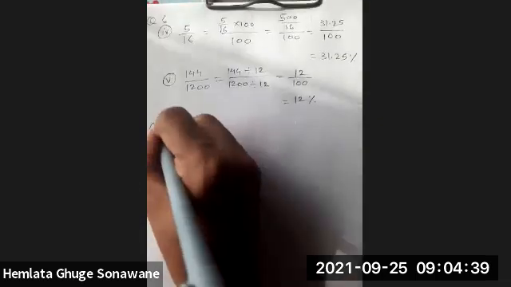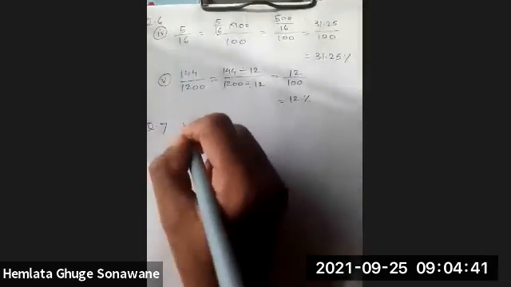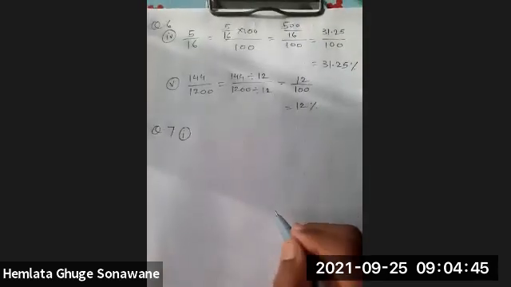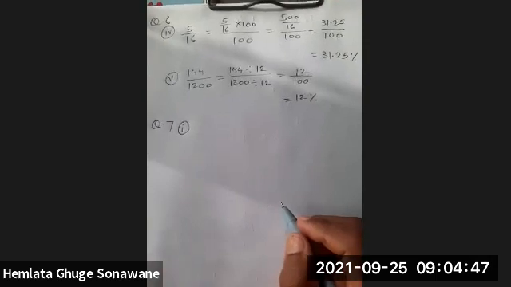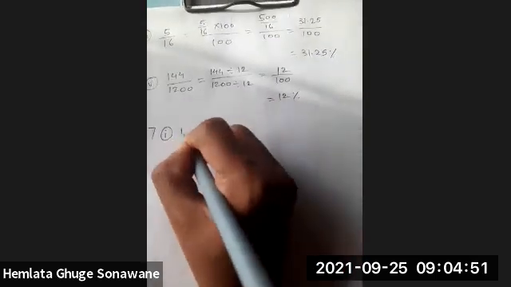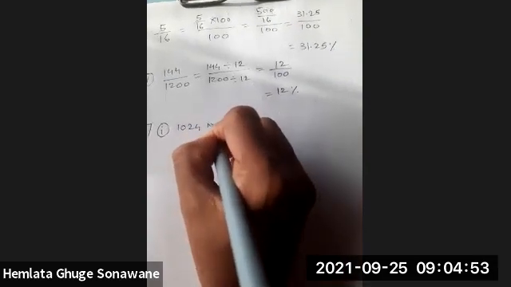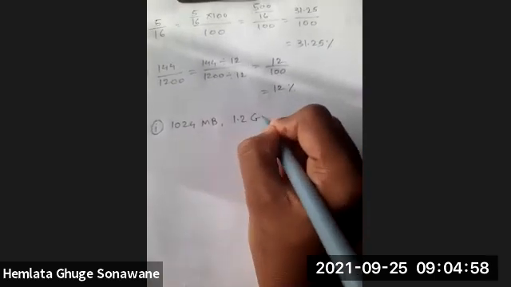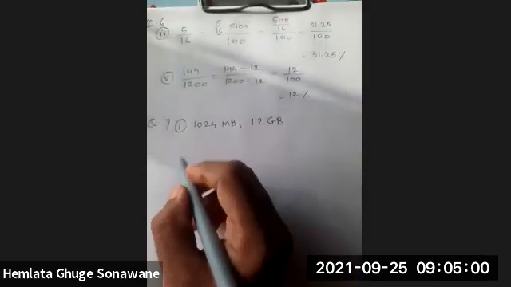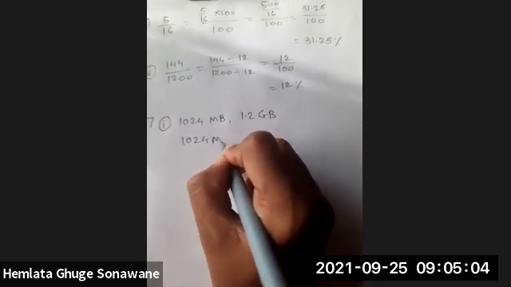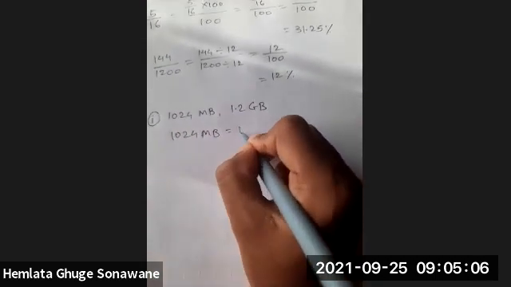We'll take the next question, question number 7. Write the ratios of first quantity to second quantity in the reduced form. First example is 1024 MB and 1.2 GB. Now in the question it is given that 1024 MB is equal to 1 GB.